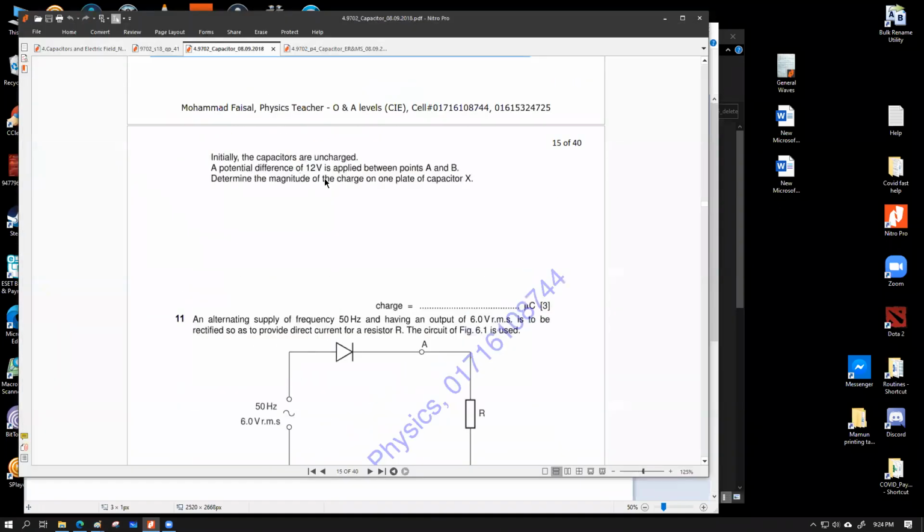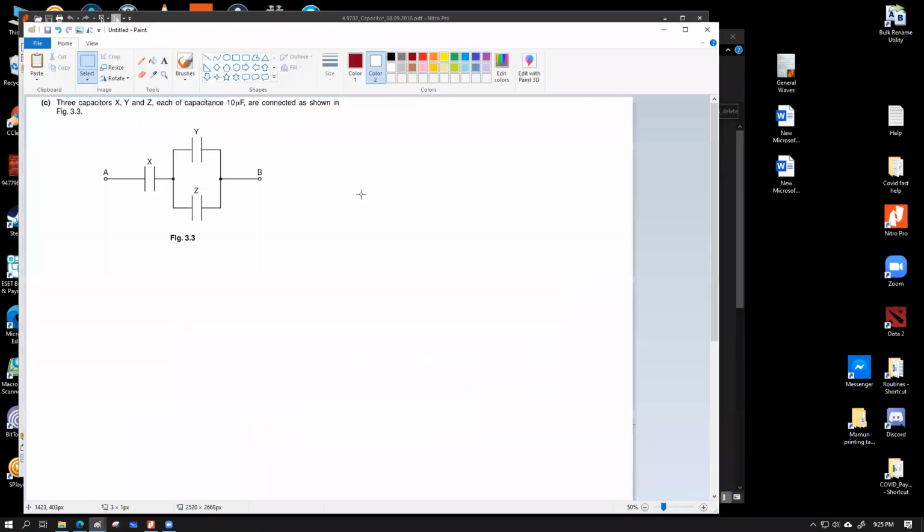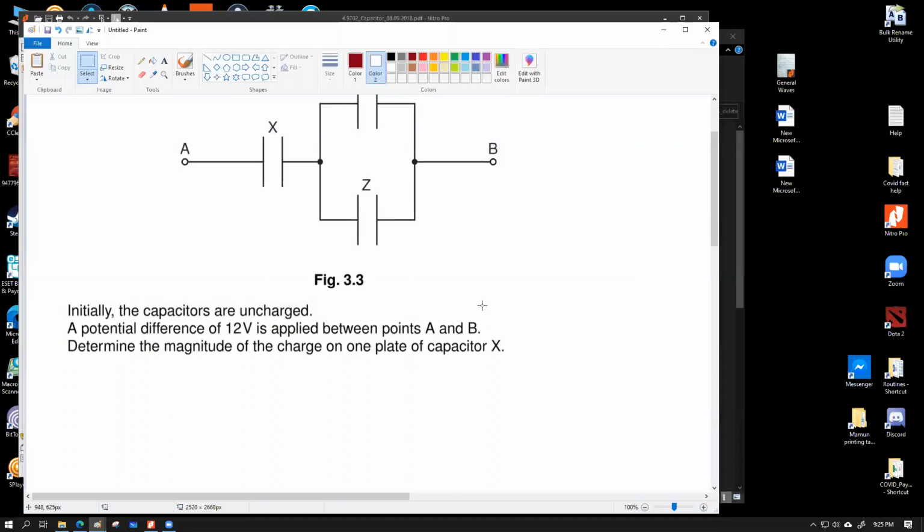Initially, the capacitors are uncharged. A potential difference of 12 volt is applied between the points A and B. Determine the magnitude of the charge on one plate of capacitor X. এই প্রবলেমটা আমরা কিভাবে সলভ করতে পারবো? Think.